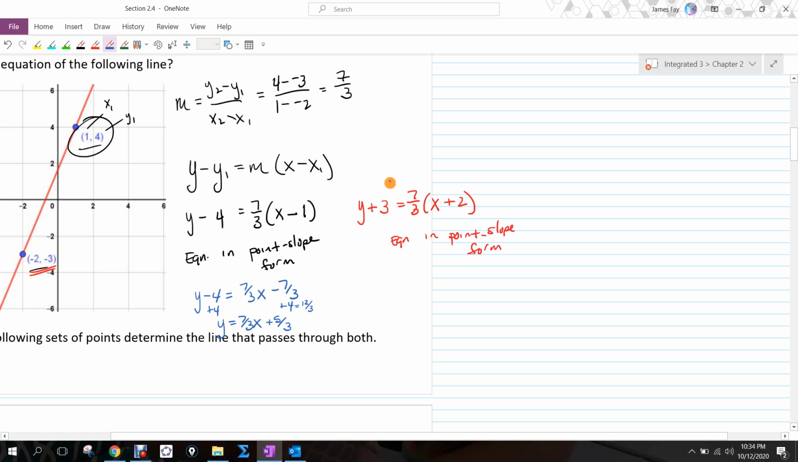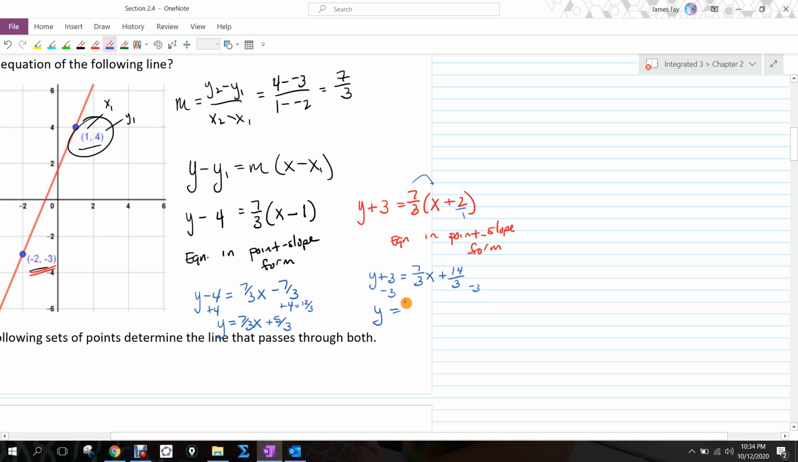Come over here, do the same thing. Distribute your 7/3. So y plus 3 is equal to 7/3 x plus 7/3 times 2, just multiply the numerators, so we get 14, and then multiply the denominators, so it gives me 3. Now I'm going to subtract 3 from both sides.